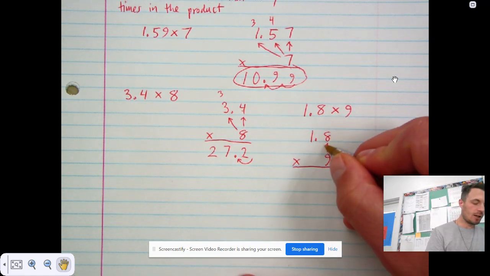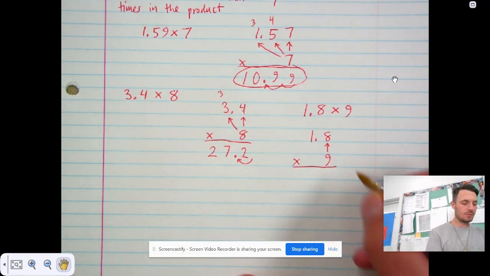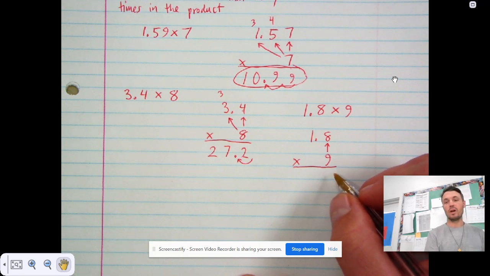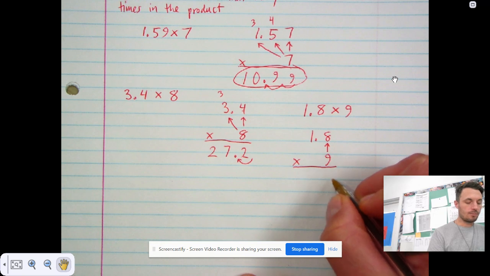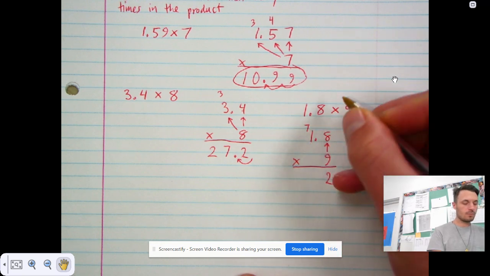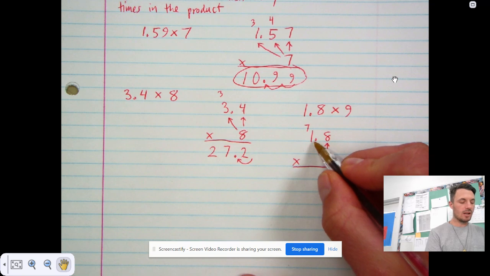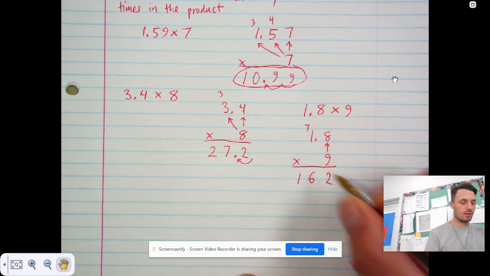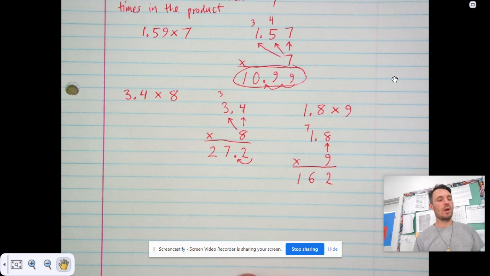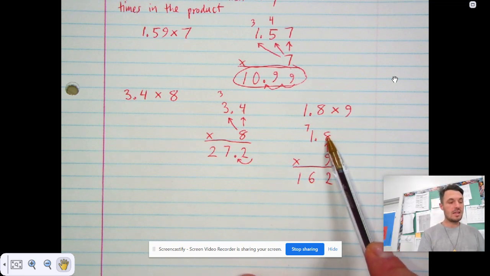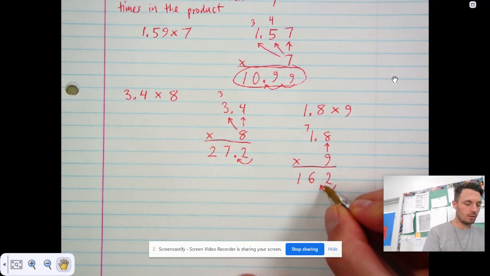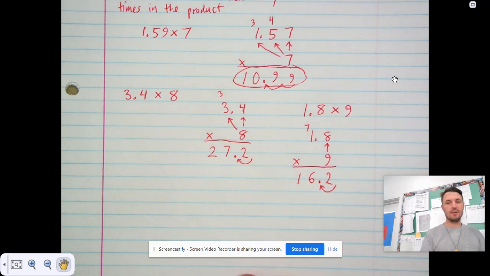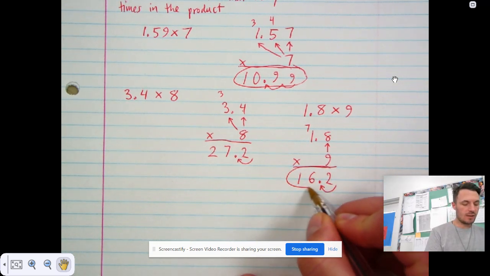So we start by multiplying 9 times 8, okay? Now, what is 9 times 8? It is 72, okay? And then 9 times 1 is 9, plus 7 is 16. Now, count the digits to the right of the decimal point in the factor, only 1, and then move it over that many times in the product, 1. So the answer is 16 and 2 tenths.